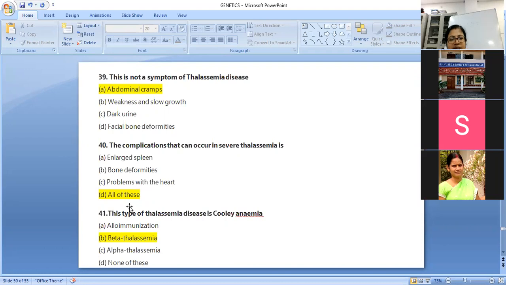The complications that can occur in severe thalassemia will have enlarged spleen, bone deformities, problems with the heart. So all these will be the outcomes of this particular deadly disease. This type of thalassemia disease is Cooley anemia. Other name, Cooley anemia. It is beta thalassemia. We say alpha thalassemia, beta thalassemia. Beta thalassemia, other name we say it is Cooley's anemia.